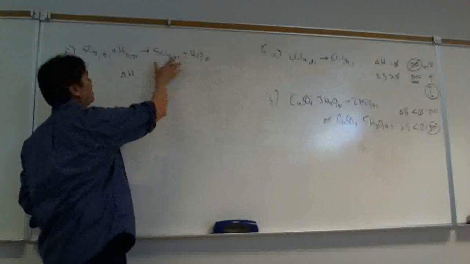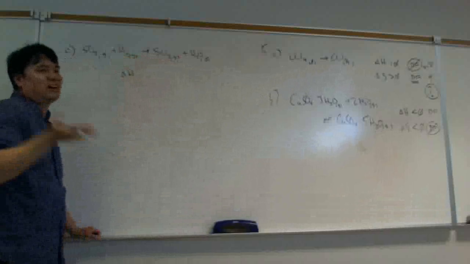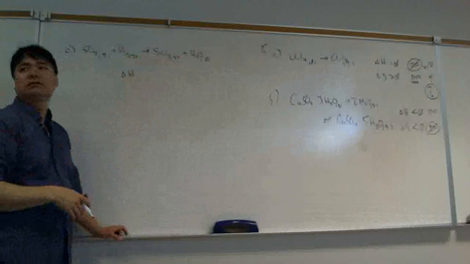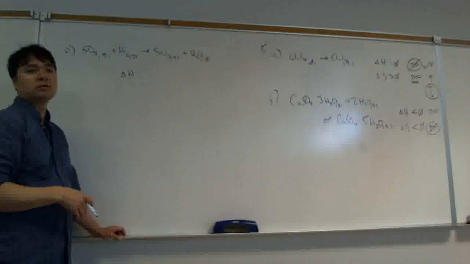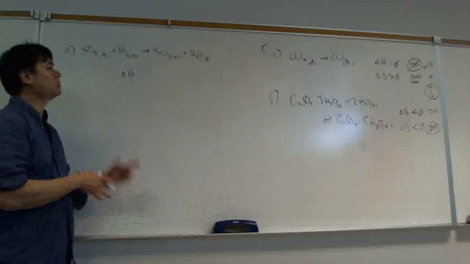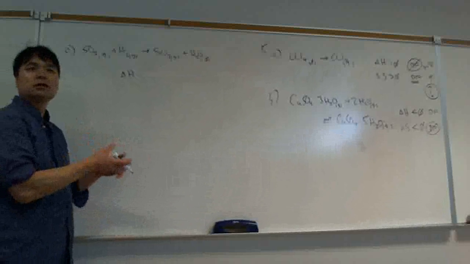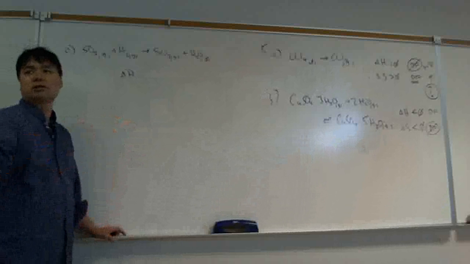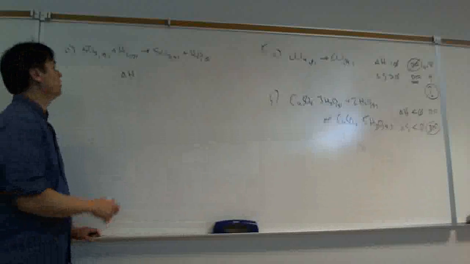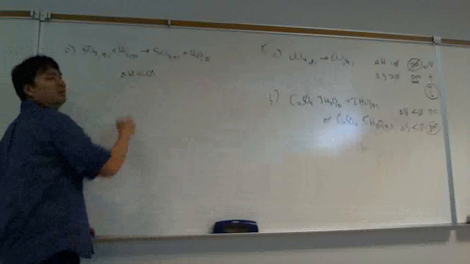But then sulfur dioxide versus sulfur trioxide? I don't know, which one's more stable? You know what we could do? We could just draw out the Lewis structures and estimate it based on bond energies. But we don't have to. I think this is going to be exothermic.